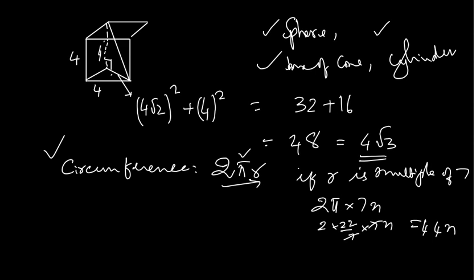If the radius is not a multiple of that 7, you are bound to get an irrational number there because of the pi. So this completes our part on rational and irrational numbers. Where else do you think irrational numbers come into the picture?